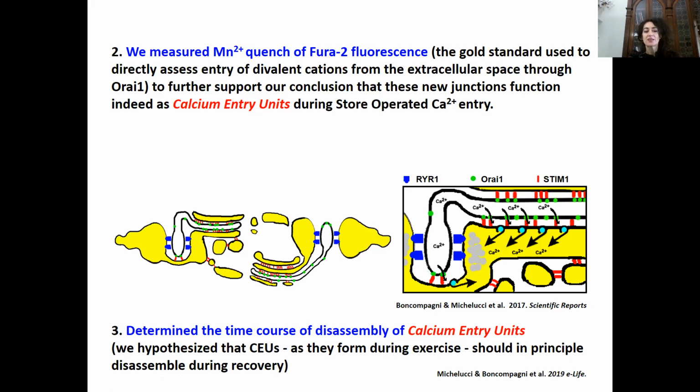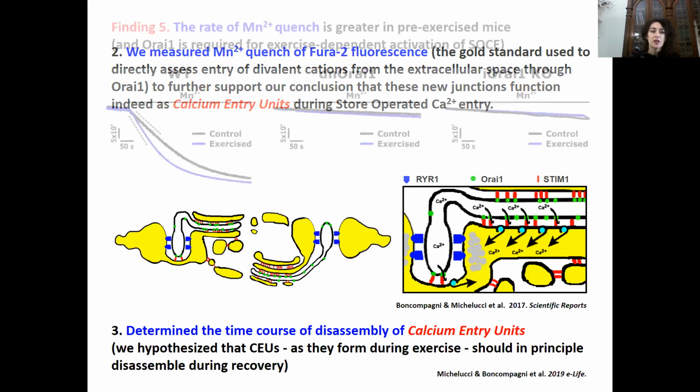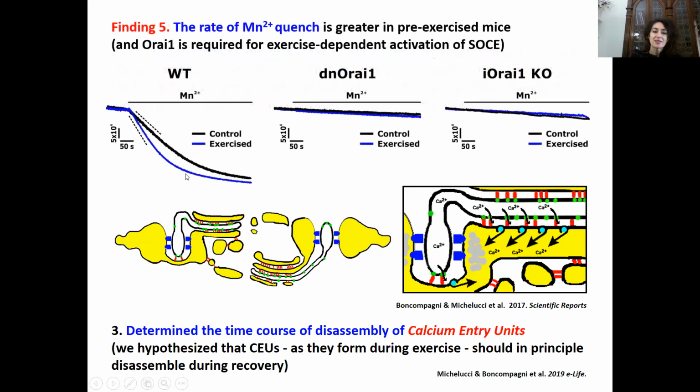And then in this experiment, extracellular calcium is substituted with manganese, and when manganese enters the fibers, it results in a quench of Fura-2 fluorescence. Here, you see that in pre-exercised mice, the manganese quench, the trace in blue, is more pronounced than in control animals. And this effect was not present in a different mouse model that is knockout for ORAI1, meaning that indeed the entry of manganese into the fiber occurs through ORAI1 channels.